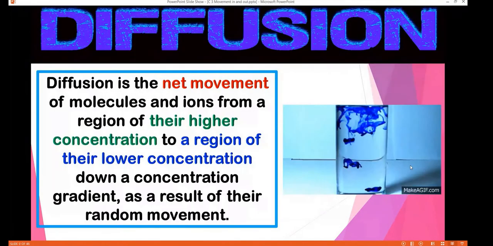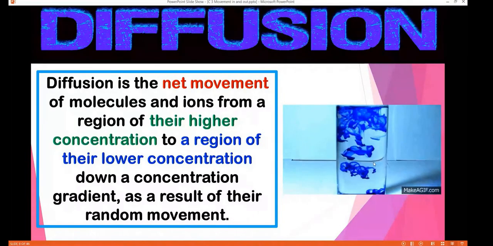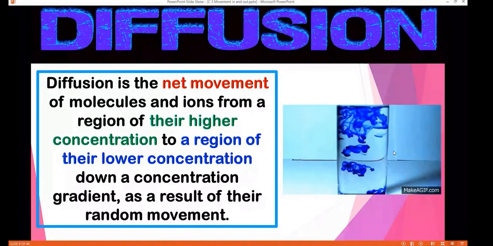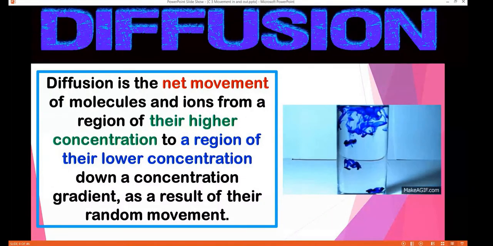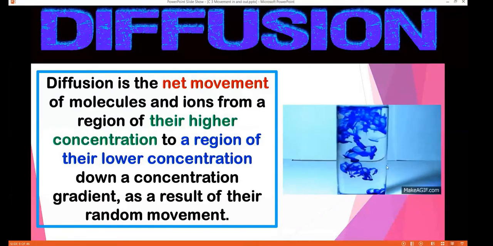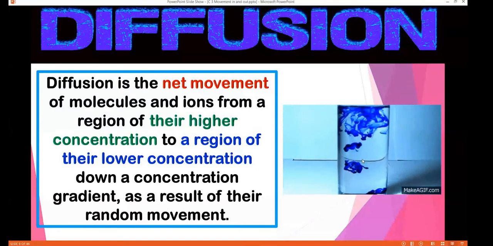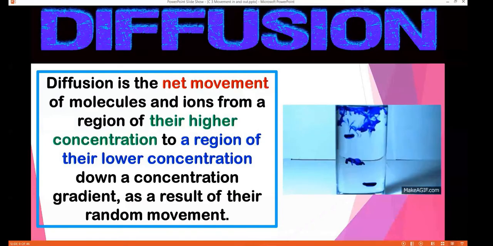So this process of diffusion and osmosis is very, very important. As you can see on the screen, this is how diffusion takes place in the simulation. Diffusion is the net movement of molecules and ions from a region of their higher concentration to a region of their lower concentration down a concentration gradient as a result of their random movement. You can see a few drops of dye added to this liquid. You can see how slowly the liquid gets mixed up and the entire liquid turns blue. This happens because of diffusion.